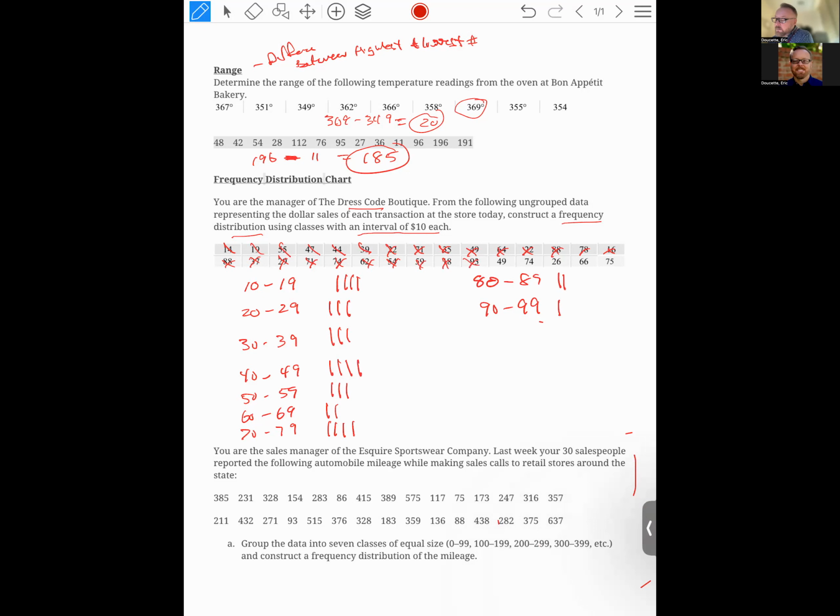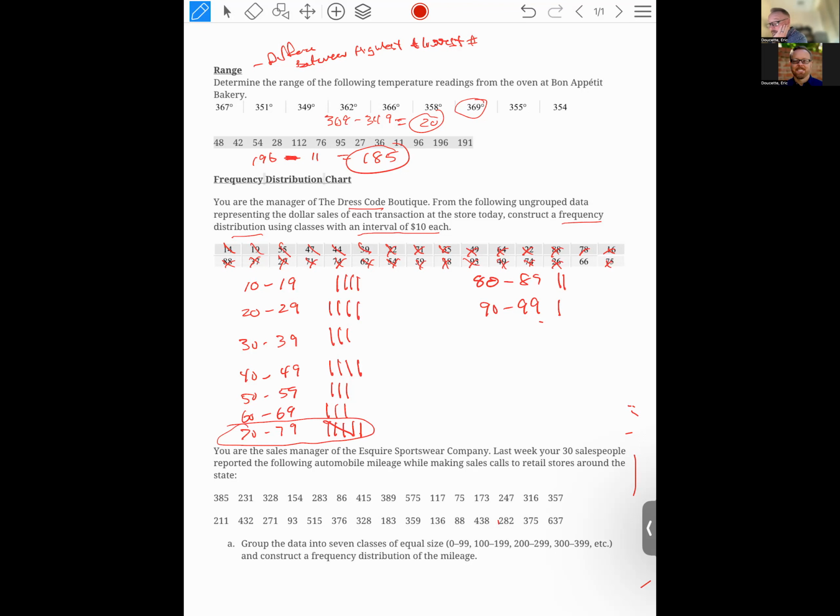49 here. 74 here, so that's 5. 75 is there, so I'll do that. 26 there, and then 66 would go here. So which one do I have the most of? I have the most right here in this category, 70 to 79. That's my largest data set. Everyone else has either 1, 2, 3, or 4.